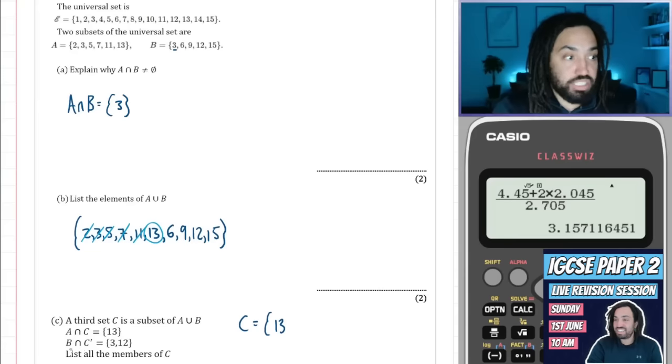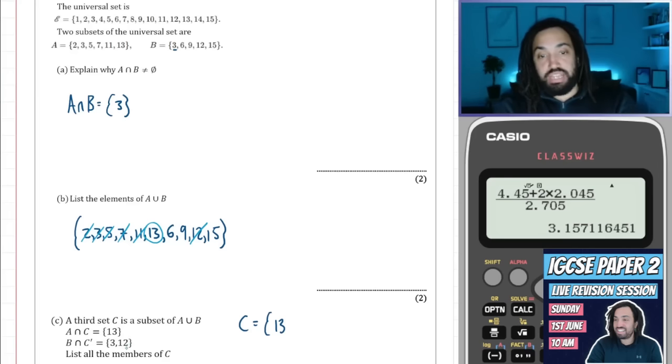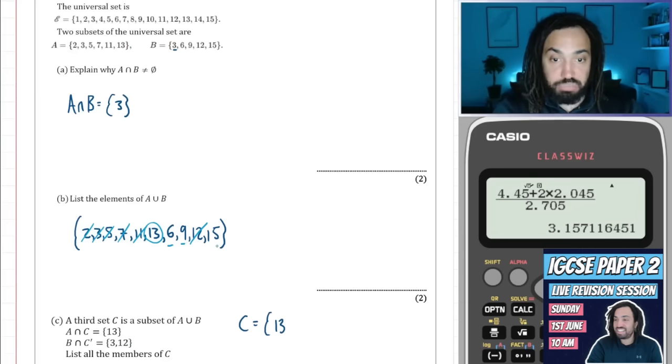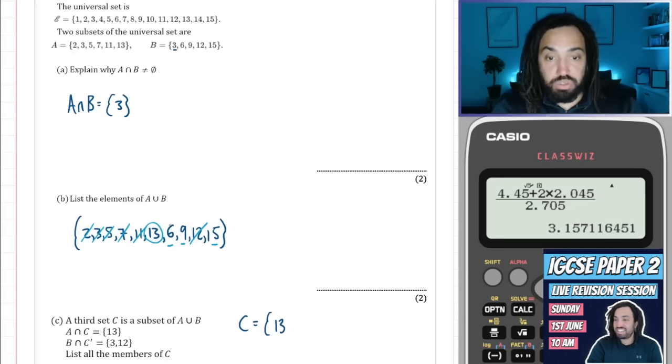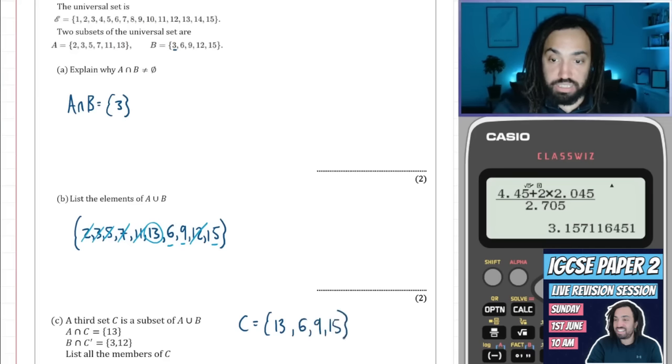Okay, now the next condition is that it says that B intersection not C is equal to 3 and 12. Okay, so therefore 12 is not in C because it's in the intersection, so we know that for certain. Now, all of these other elements here, these must be in C, because if they weren't in C, they are in B, so therefore they would be in B and not C. But because they are in C, it's why they're not in this set here. So we can say we've also got 6, 9 and 15. And that is job done.